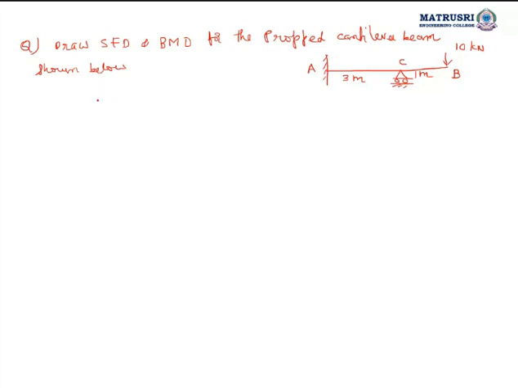So Macaulay's method means I will not consider this prop, but I'll take the downward deflection at C, then the upward deflection at C, and then I'll equate both. So what is happening now here? Using the Macaulay's method concept, this is 10 kilonewton.